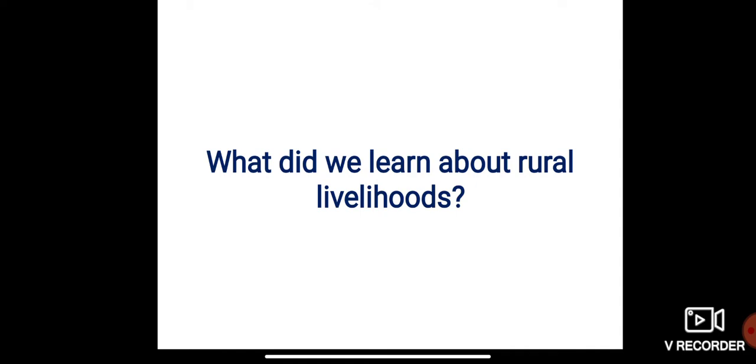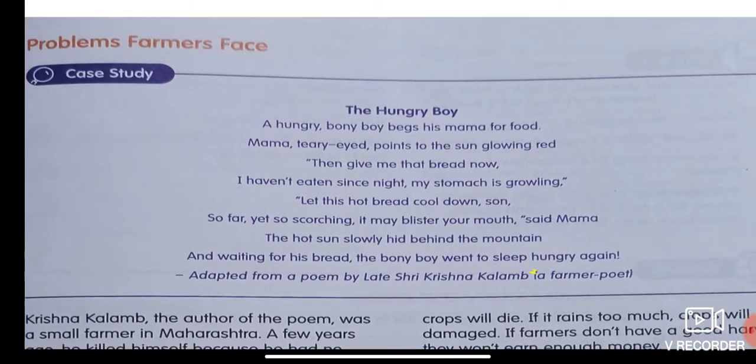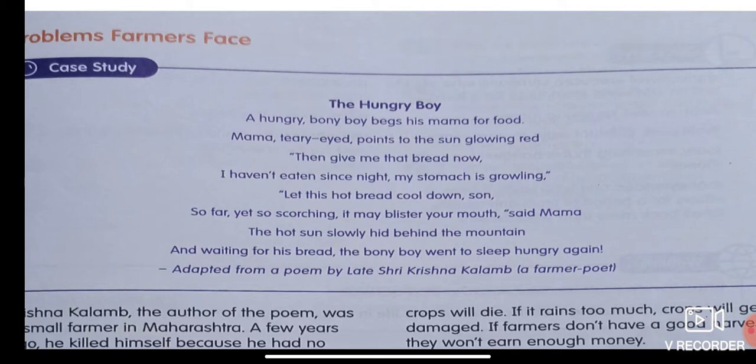So let's read the poem. The hungry boy. A hungry, bony boy begs his mama for food. Mama, teary eyed, points to the sun glowing red. Then give me that bread now. I haven't eaten since night. My stomach is growling. Let this hot bread cool down, son. So far, yet so scorching. It may blister your mouth, said Mamma. The hot sun slowly hid behind the mountain, and waiting for his bread, the bony boy went to sleep hungry again. Adapted from a poem by the late Sri Krishna Kalam, a farmer poet.